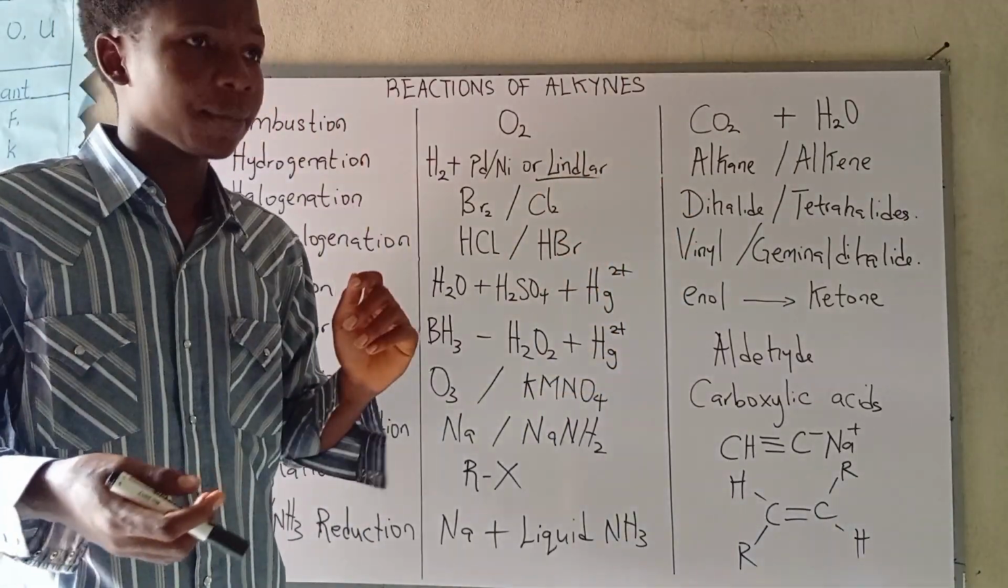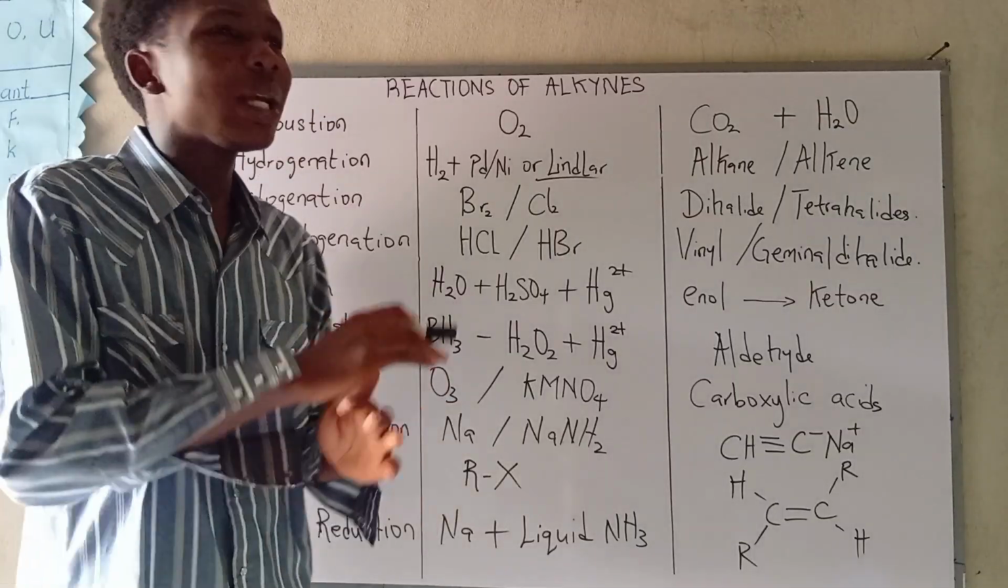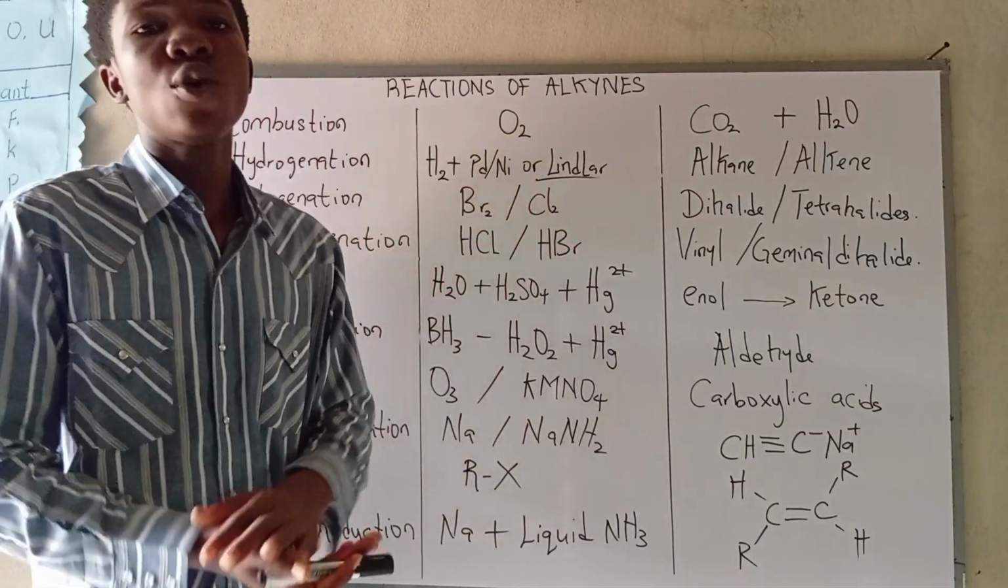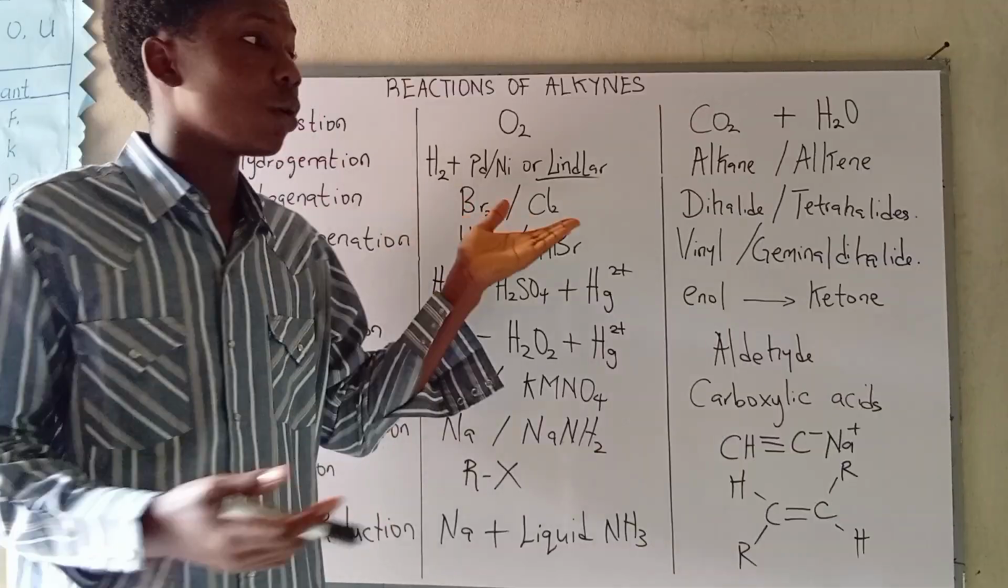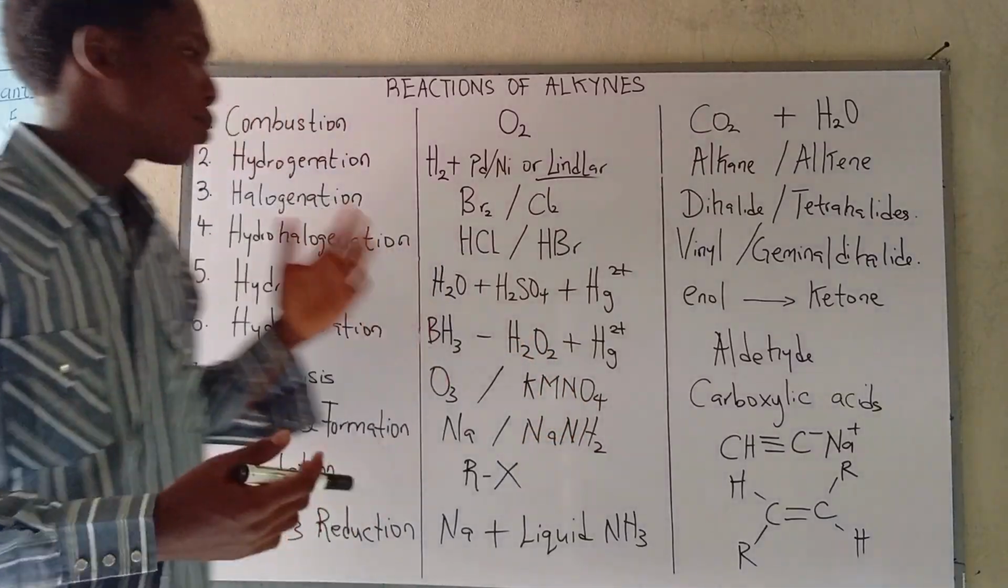Then aside from that, if we now use two molecules of the halogens to further react, or we can just say if there is an excess of halogens, either bromine or chlorine, we are going to get a straight product of what? Tetrahalides. Now let's move forward.